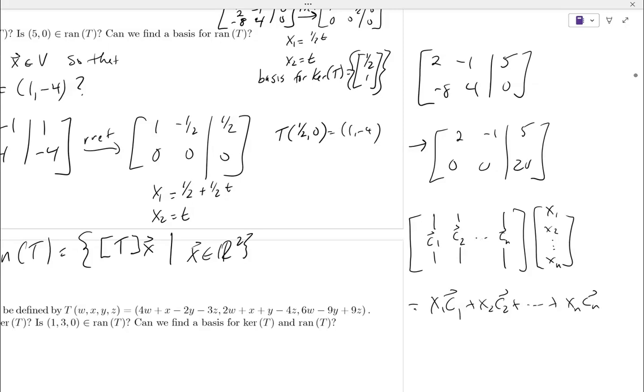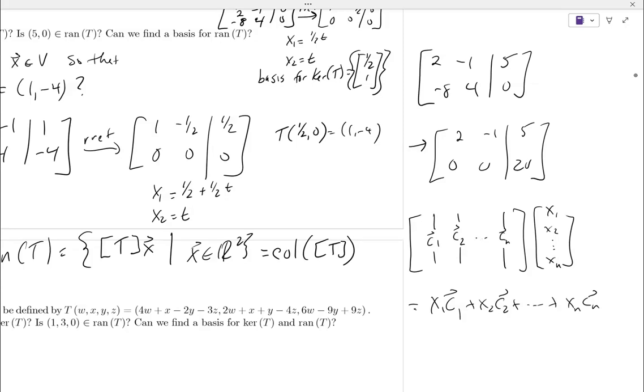The columns. So the span of the columns is called, I think you just said a second ago, the column space, right? That's the column space of the matrix, correct? So notice that the range of the transformation corresponds to exactly the column space of the matrix of the transformation.